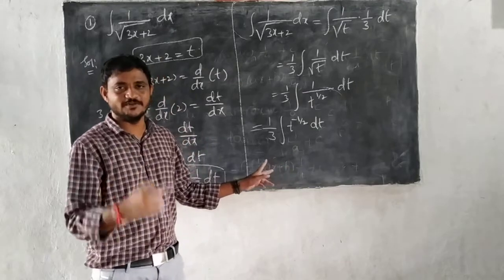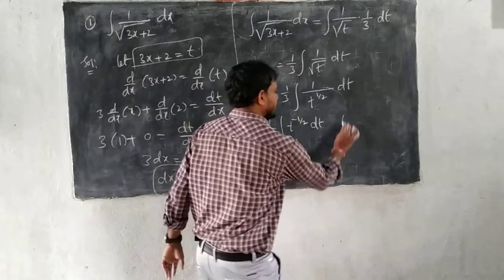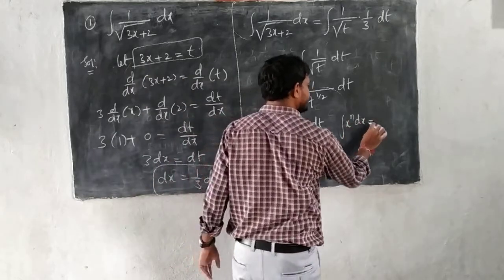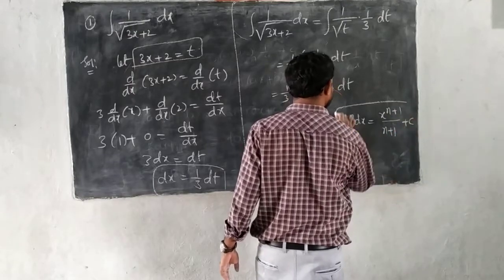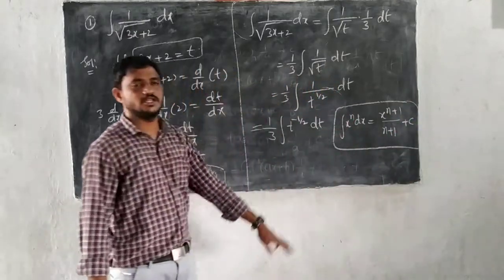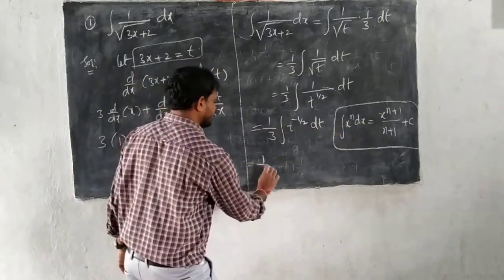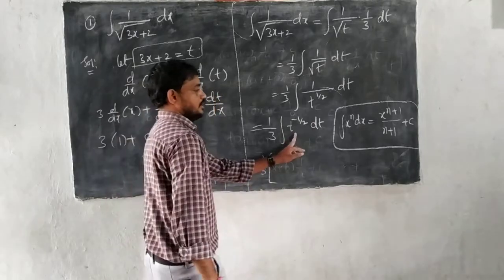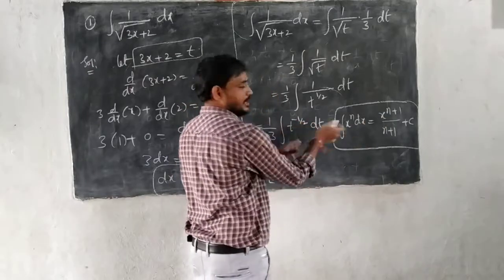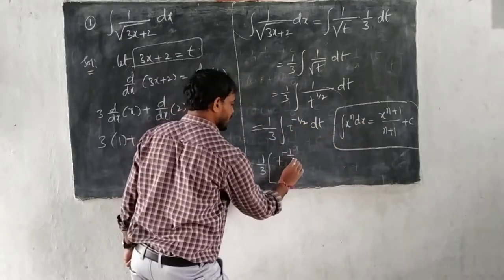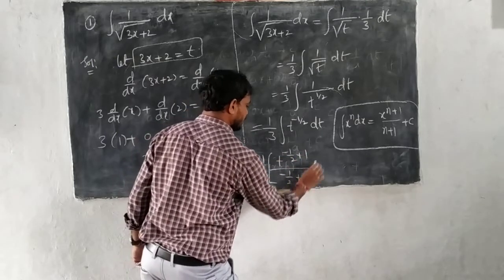Which standard form? The first one: integration of x to the power of n into dx. What is the formula? x to the power of n plus 1 by n plus 1 plus c is the standard form. So let us apply that formula here. In place of x we have t, in place of n we have minus 1 by 2. So you will get t to the power of minus 1 by 2 plus 1 by minus 1 by 2 plus 1 plus c.